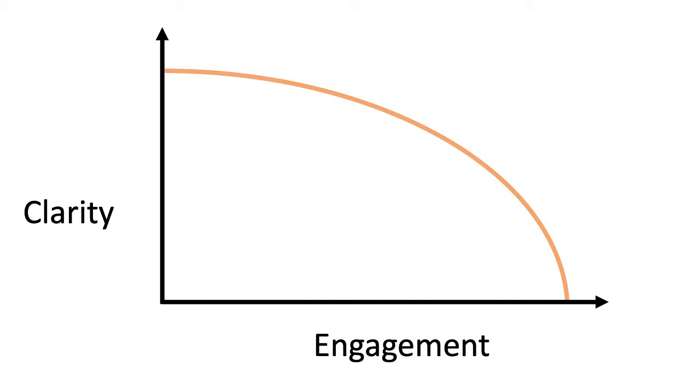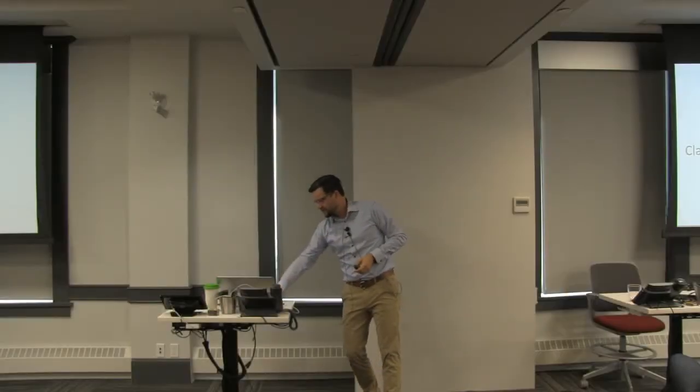and my goal is to be as close to that orange line as possible. I want to be as engaging as possible while still being as clear as possible. And if I'm weighing these off against each other, it's not just a one-to-one, okay? So let's go for 2 quick examples.